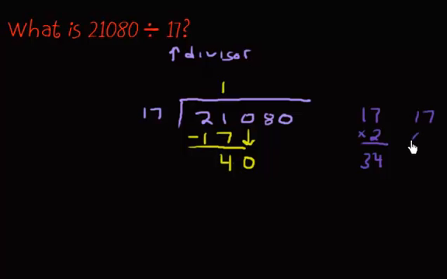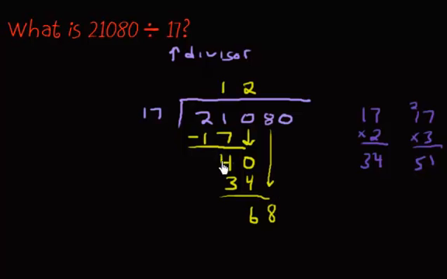Okay, so let's try 17 times 3. So that's 21. Carry the 2. 3 times 1 is 3, plus 2 is 5. Well, that's bigger than 40. So I know that 17 will go into 40 twice. And then we do 2 times 17, that's 34. And we'll subtract. So 40 minus 34 is 6. Bring down this 8 here.